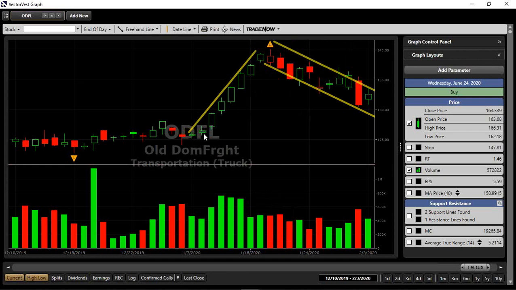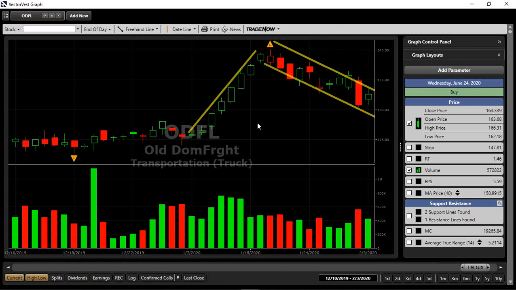Generally speaking, what you're going to see after a really strong, almost parabolic move like that is a period of consolidation. Sometimes that consolidation can take the shape of a downward sloping channel or a sideways channel. And it's called a bull flag because of the way the pattern is shaped.